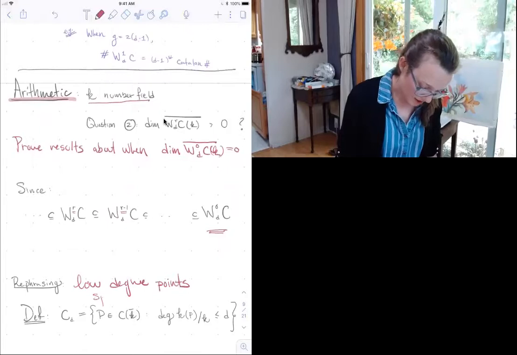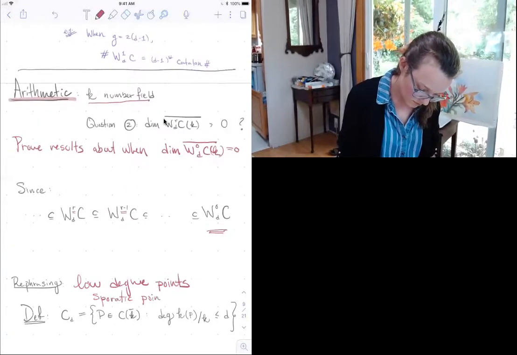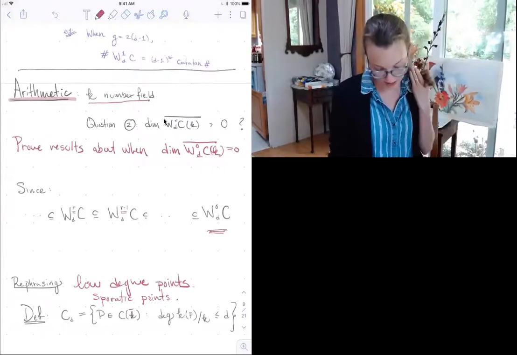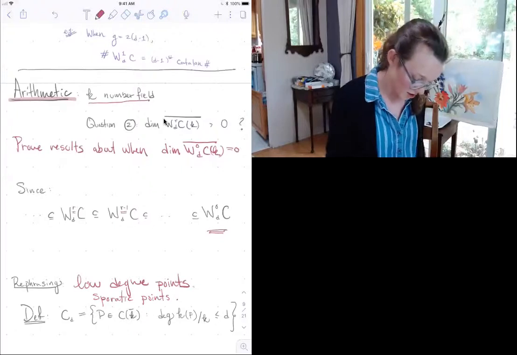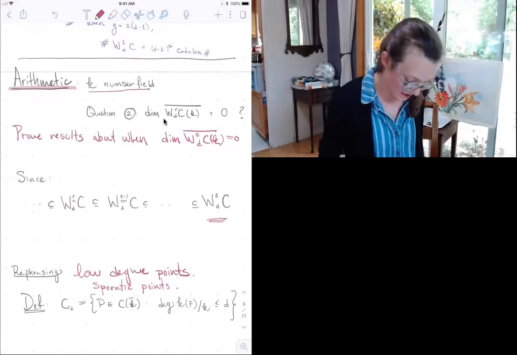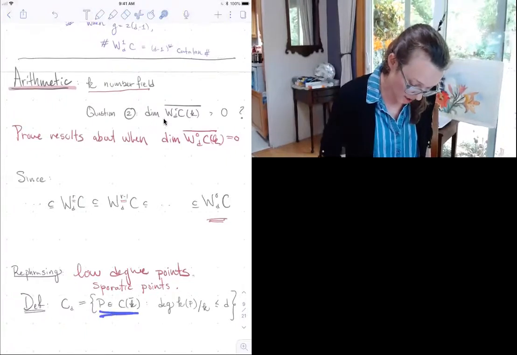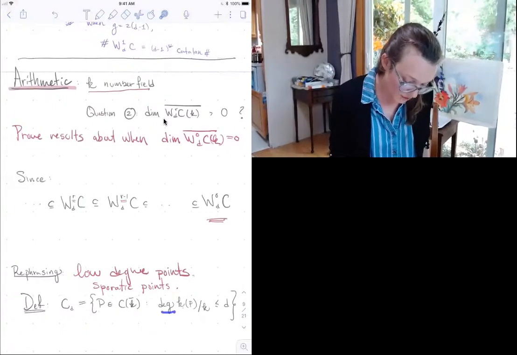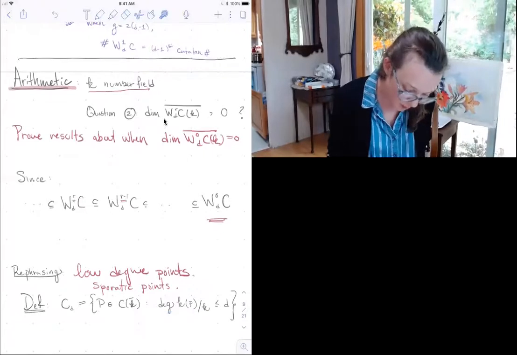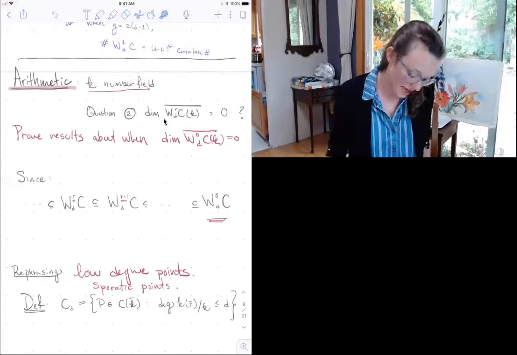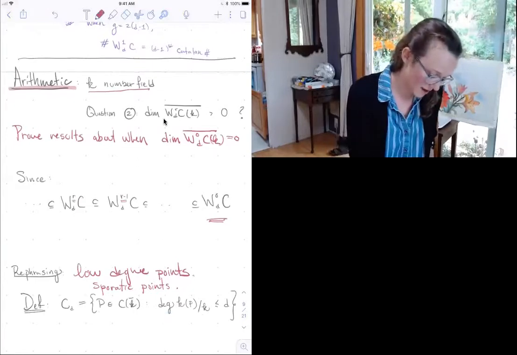Or sporadic points. So the main player here is this set of points of degree at most d on the curve. I denote this by C sub d. So it's algebraic points on the curve so that the degree of the residue field extension of that point is at most d.